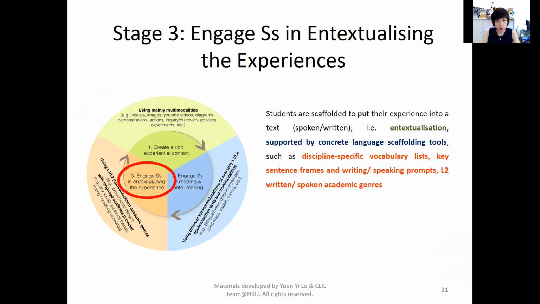After stage 1 and 2, students will be prepared for the final stage, which is engaging students in contextualizing their experiences. In this stage, students are scaffolded to put their experience into a text, that is the process of contextualization. They are supported by concrete language scaffolding tools, such as vocabulary lists, key sentence frames, and writing prompts.